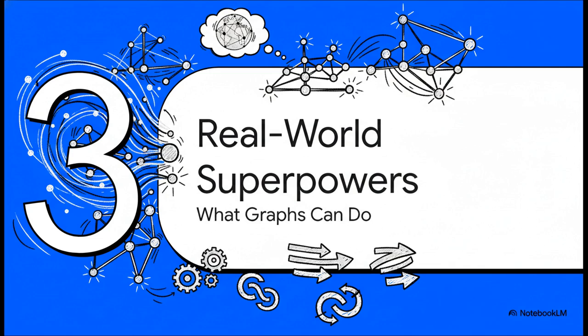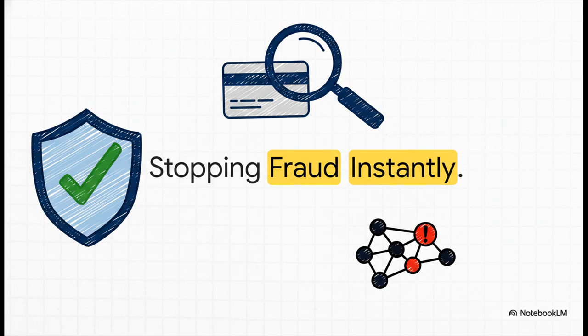Well, this is where graphs get what I like to call their superpowers. Let's start with a really big one, fraud detection. You know that text you get from your bank? Did you just spend $50 at this store? Well, behind the most sophisticated of those systems, there's very often a graph database working its magic.